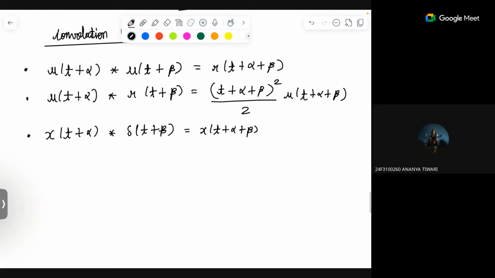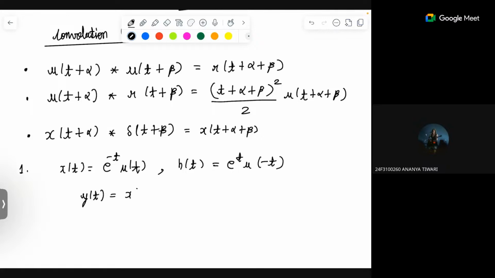Okay, now the first question of convolution. x of t is equal to e raised to the power of minus t u of t, and h of t is equal to e raised to the power of t u of minus t. You have to tell me y of t, which is x of t convolved with h of t. Would you like to try to solve this? Yes. Okay. Take 3 minutes, then I will start solving.